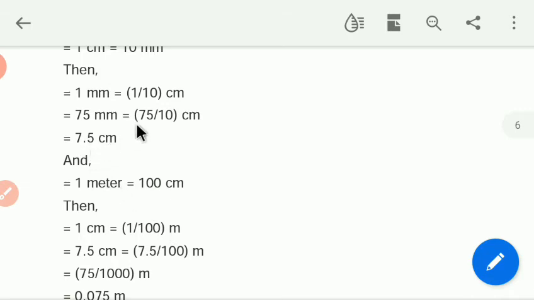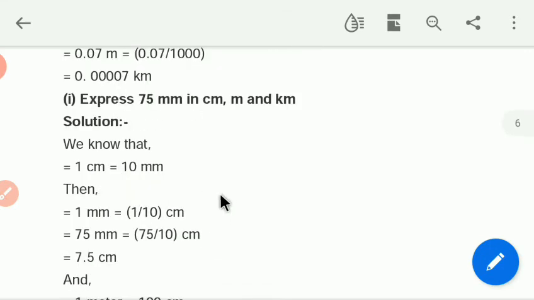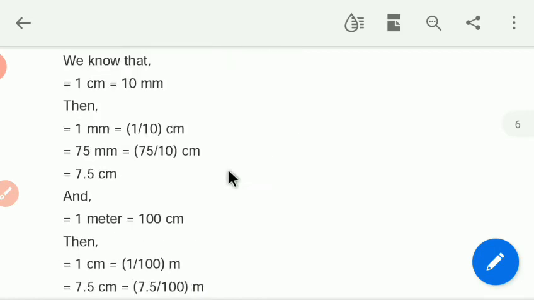Now I'll change this one directly into meter. Now to take 75 millimeter. So 7.5 centimeter will be how much? Now divide 7.5 upon 100. How many zeros are there? 2, and 1 is already given after decimal. So count this 2 plus 1, 3. So 3 zeros. It means after 3 numbers you have to put decimal. So 0.075 meter.